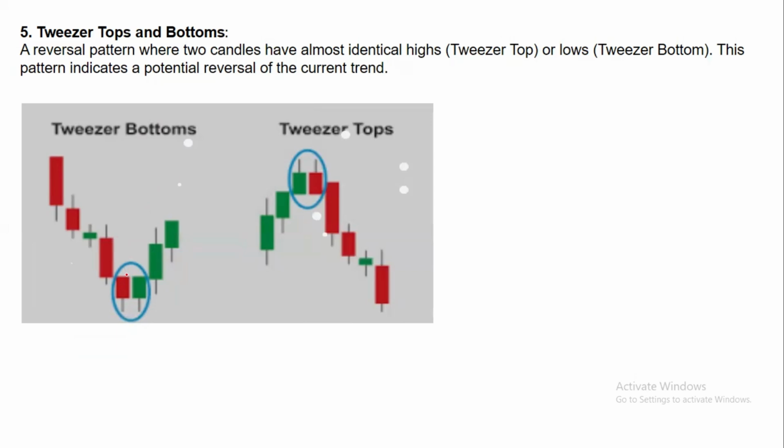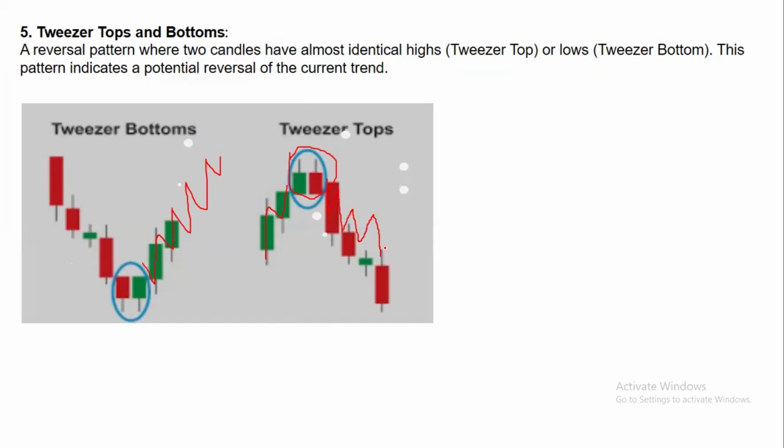You can see this area. The tweezer bottom actually occurs at the bottom of a downtrend, which signifies that there might be a current reversal to the upside, right? Same thing applies to the tweezer tops, where you see this kind of pattern in a value area. Then you might see that the market might change its trend by reversing to the downside.